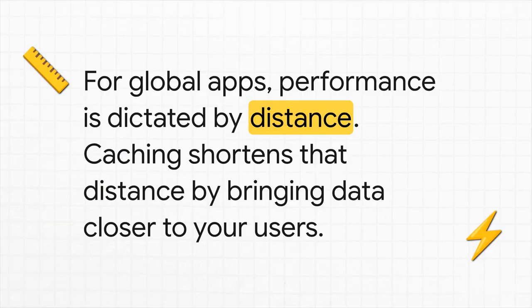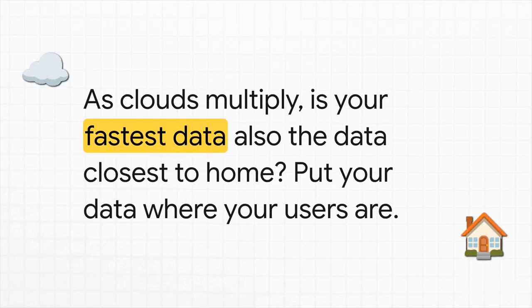So if you take just one thing away from all this, let it be this. In a distributed, global world, physics is the ultimate bottleneck. Latency is a function of distance. The only way to win is to shorten that distance, and caching is by far your most powerful tool to do it. And that leaves us with a final thought.